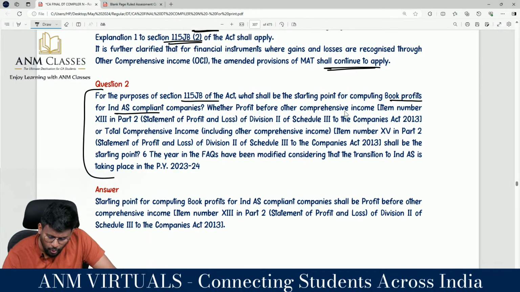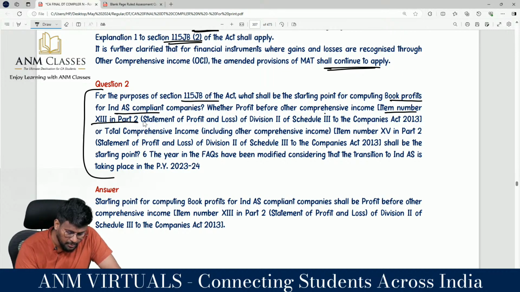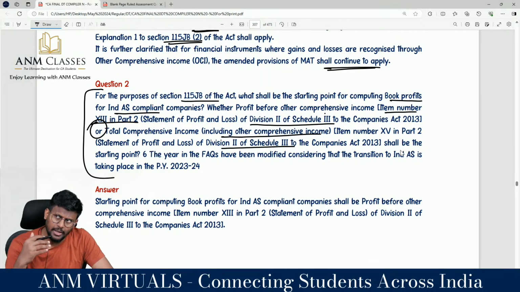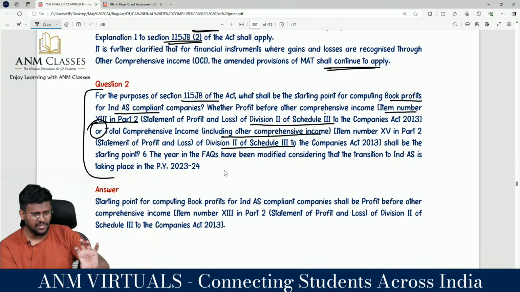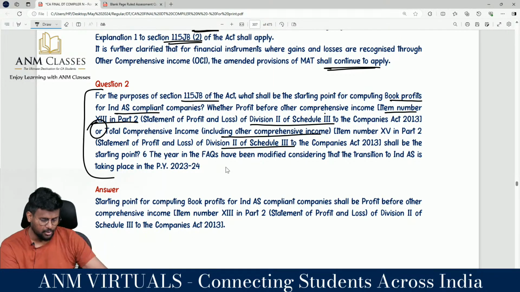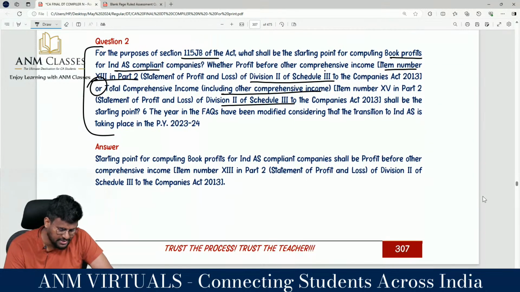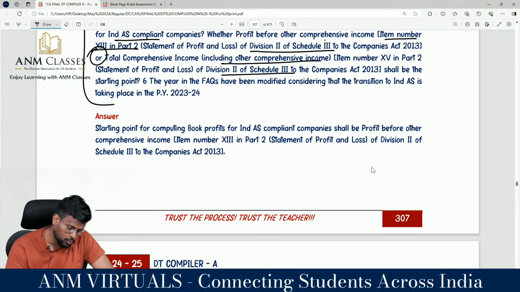Whether the profit before OCI, other comprehensive income, that is item number 13 in Part 2, statement of P&L of Division 2 of Schedule 3 to the Companies Act, or the total comprehensive income including OCI, item number something in Part 2 of Division 2 of Schedule 3 to the Companies Act, shall be the starting point. The starting point will be above OCI. We have done one question which is question number 1. In that OCI was presented, we have taken the net profit as per P&L account. The years in the FAQ have been modified considering that the transition to Ind AS is taking place in previous year 23-24.